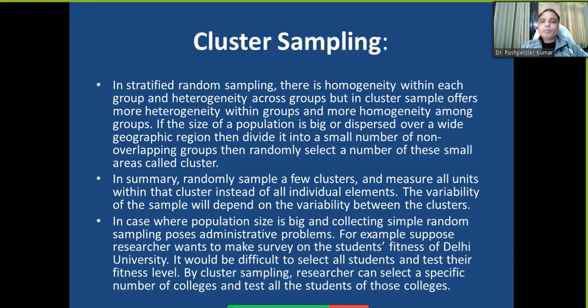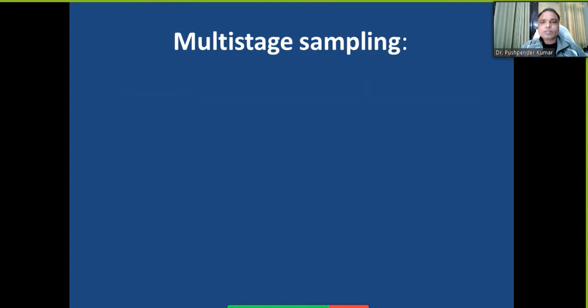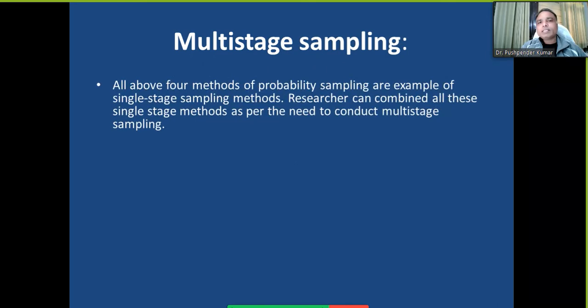This is useful in cases where the population size is big and simple random sampling poses administrative problems. For example, suppose a researcher wants to make a survey on the fitness of students of Delhi University. It would be difficult to select all students and test their fitness level. So by cluster sampling, the researcher can select a specific number of colleges and test all the students of those colleges. Next we have multi-stage sampling.